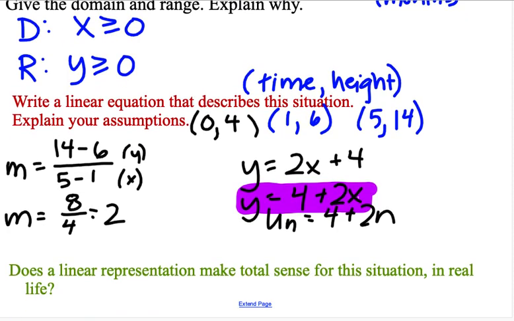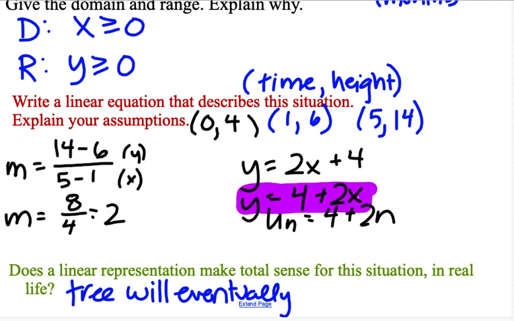And then, to expand on that, does a linear representation make total sense for this situation in real life? I'd say no, because of what we just talked about, and also no, because a tree will eventually stop growing, based on what kind of tree it is. They get to a certain height. Some trees get super tall, some trees don't, and they kind of just level out. So I think realistically, trees' growth would be more geometric where it would level out, but we just don't have enough information, so we're sticking with linear here. All right, that's it.